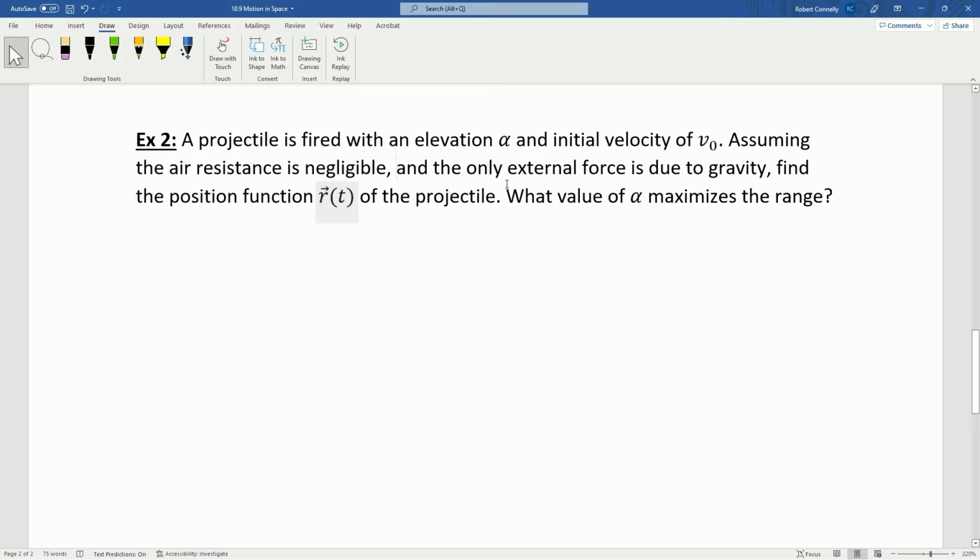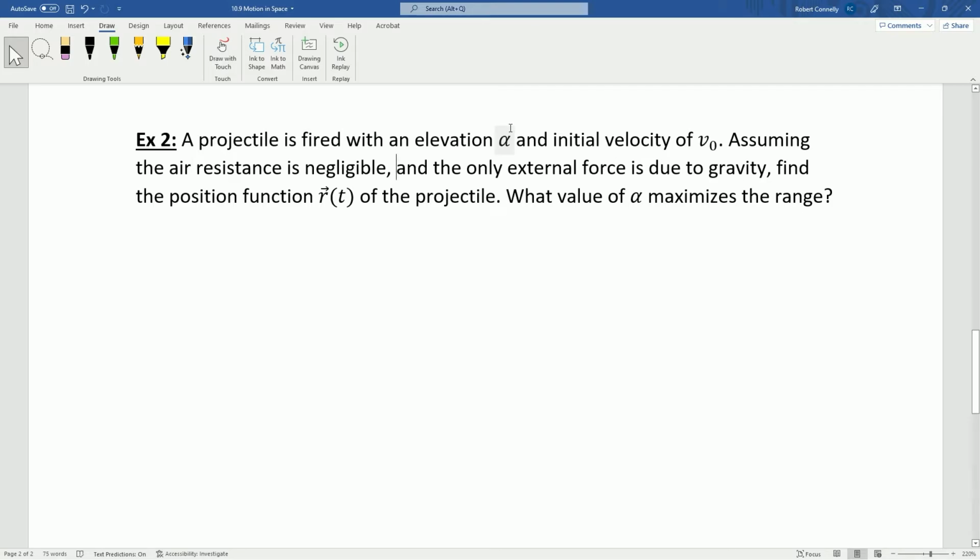Okay, so the only external force is due to gravity. Find the position function r of t of the projectile. What value of alpha maximizes the range? So first we'll have to find the position function, and then we'll have to figure out this next part here.